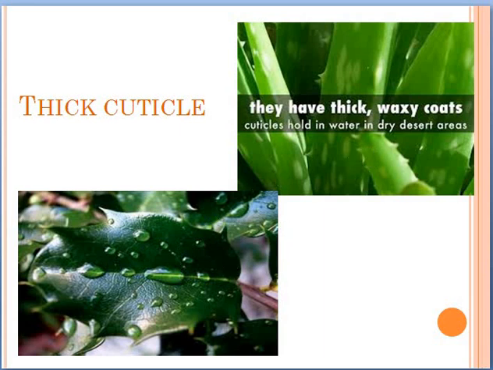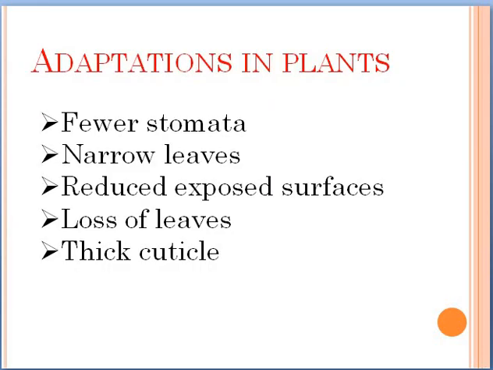So these are some adaptations which we can see in plants to reduce transpiration. So what are the adaptations? Sunken stomata will come first, and then fewer stomata, then narrow leaves, and then reduced exposed surfaces by developing folded or wavy leaves. And then loss of leaves we have seen, that can be seen in cactus kind of plants. And then a thick cuticle will be there in some of the mesophytic plants.